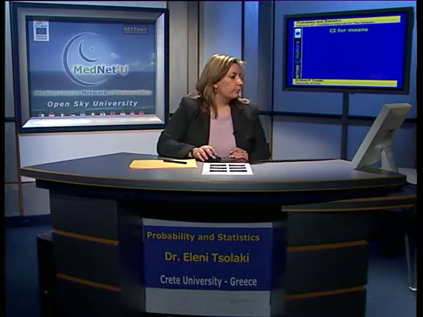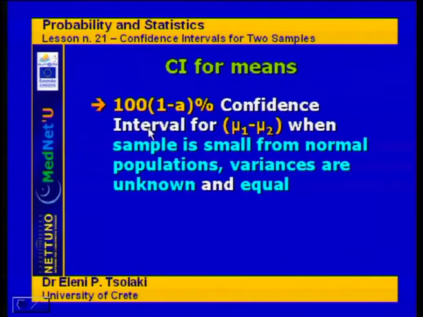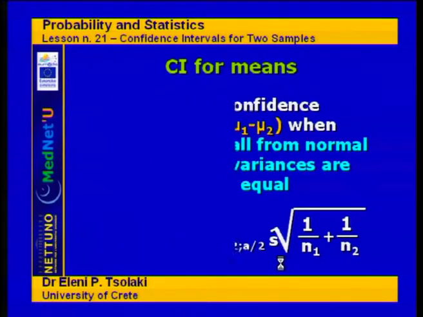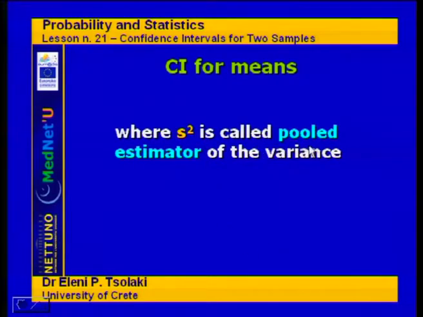Also, the confidence interval for the difference of the means when the samples are small, but they come from normal populations, and variances are unknown but equal, can be calculated from this formula here, where S here is called the pooled estimator of the variance.